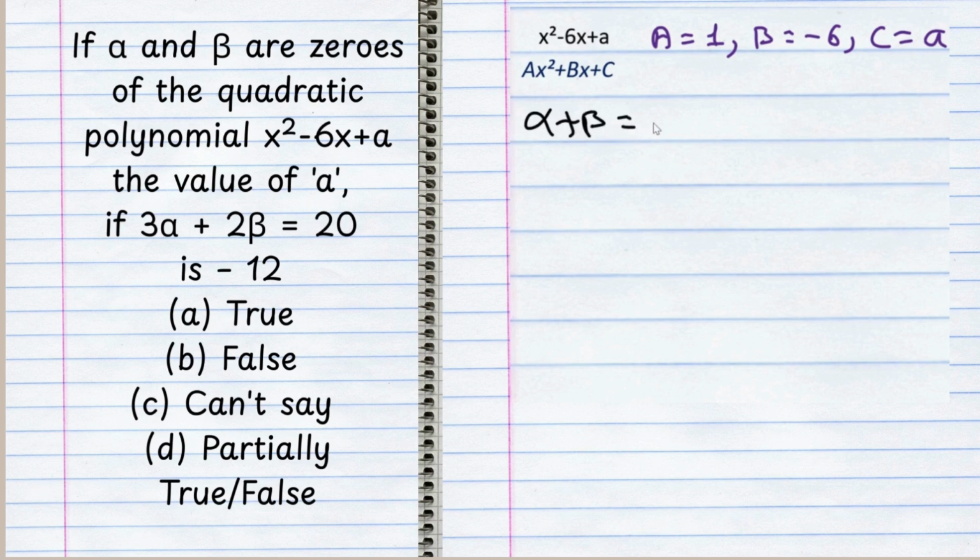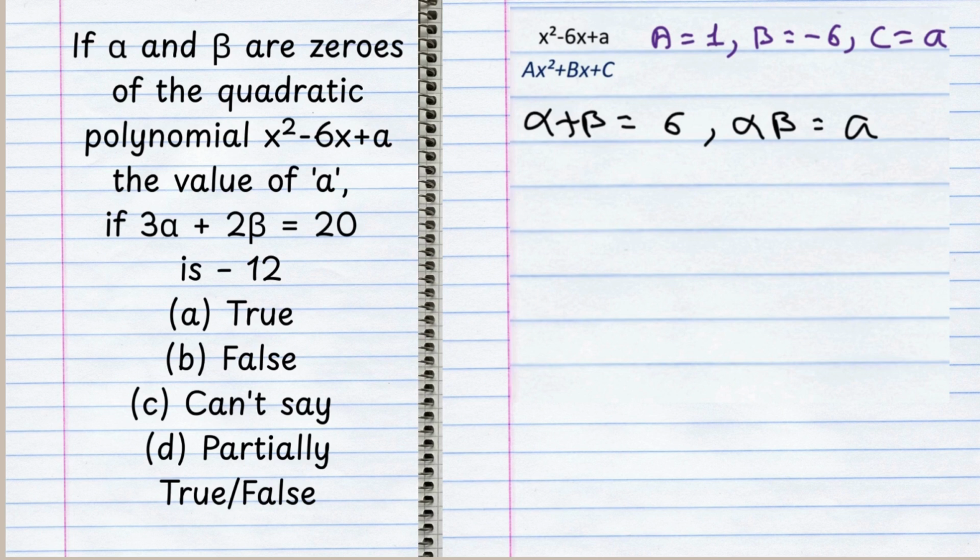Now first we are going to obtain the sum and the product of the zeros. And what is sum of the zeros? That is, taking alpha and beta as the zeros, sum of the zeros is minus b over a. So minus of minus 6 is what? 6. That divided by 1 is 6 only. And what is product of the zeros? That is c by a. And what is c in this case? That is a, and a divided by 1 is a only.